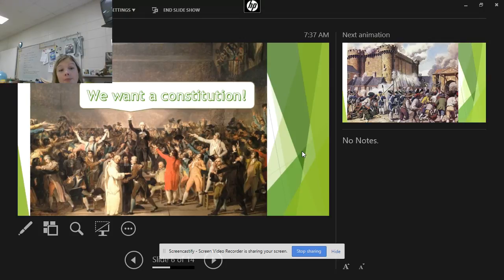So what does the third estate do? They want a constitution. So they meet at Tennis Court Oath, which is actually a tennis court.